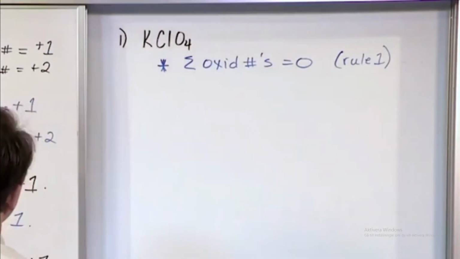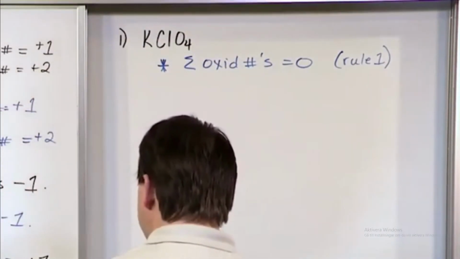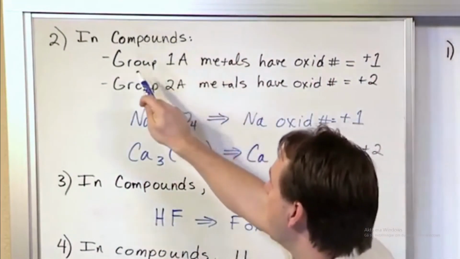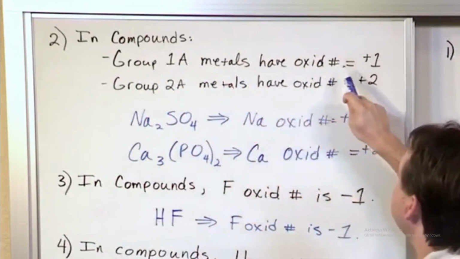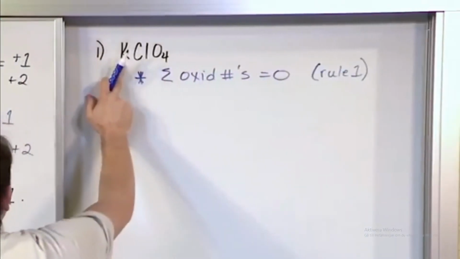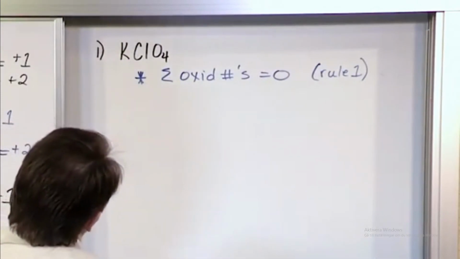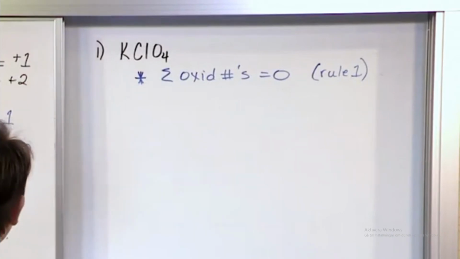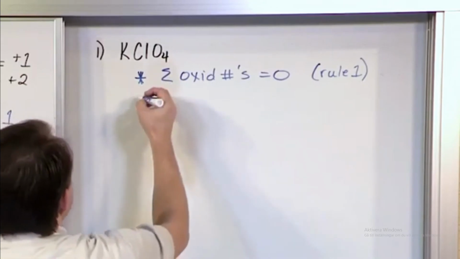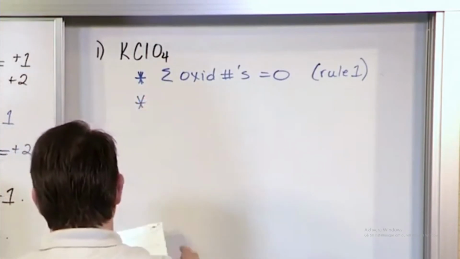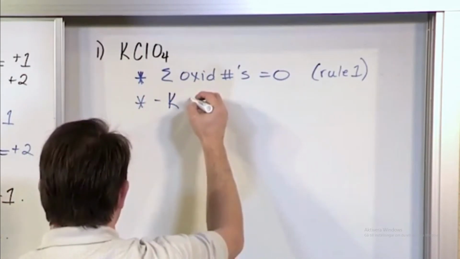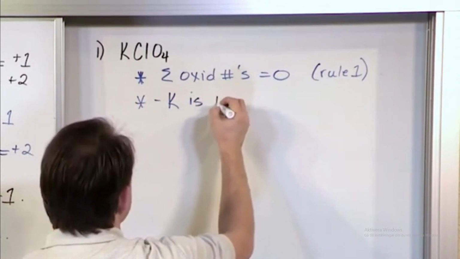So I've done rule number 1, okay, and then I go down and look for rule number 2, and I see, does rule number 2 apply? Well, it says in compounds group 1A metals have oxidation number +1. What we have here is this guy, and this guy is in column number 1, so it is a group 1A metal. All right, so I'm going to put an asterisk here, and I'm going to say that for potassium, K, the oxidation number is +1.